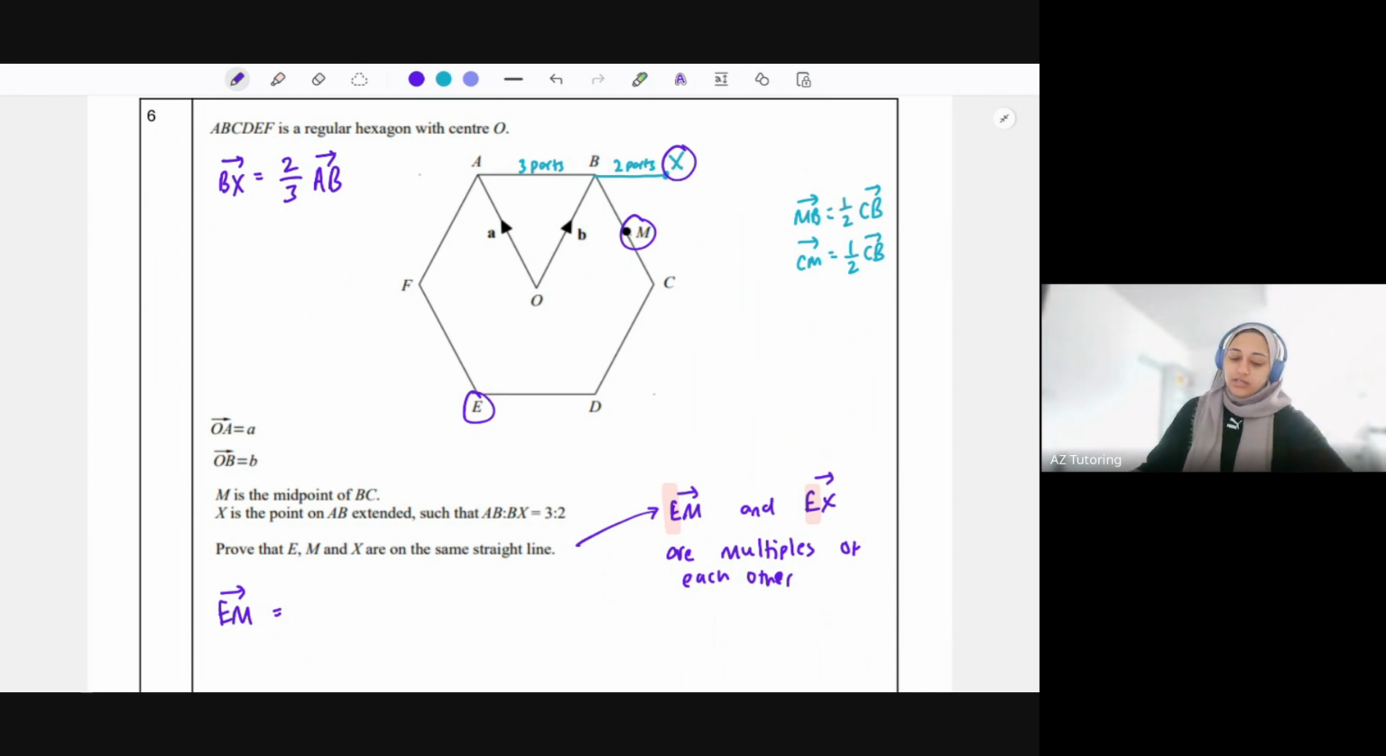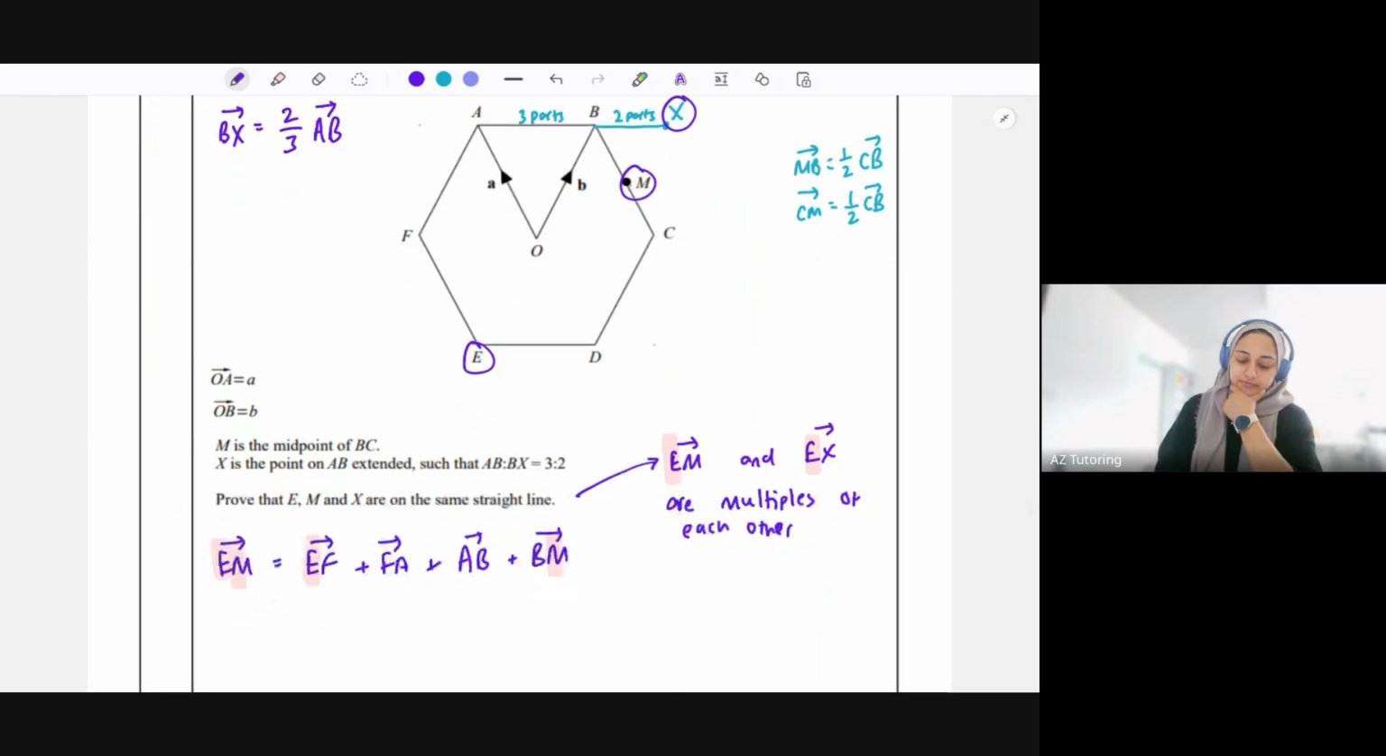So EM, how could I find EM? A few different paths I could get to EM. I could go ED plus DC and then CM, or I could go EF, FA, AB, and BM. You'll get the same answer. I'm going to take this path here, so EF, FA, AB plus BM. Let's write that down. So I'm going to go E to F plus F to A plus A to B and then plus B to M. To double check you are right, your starting should be the same as here and your ending should be the same as here. So that path works perfectly.